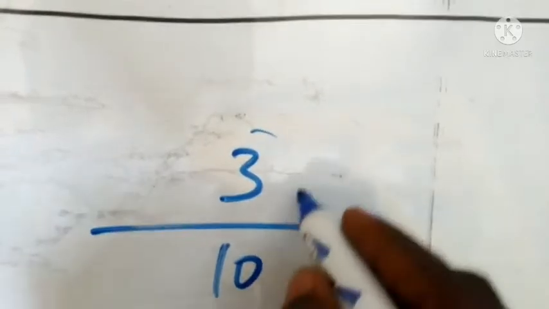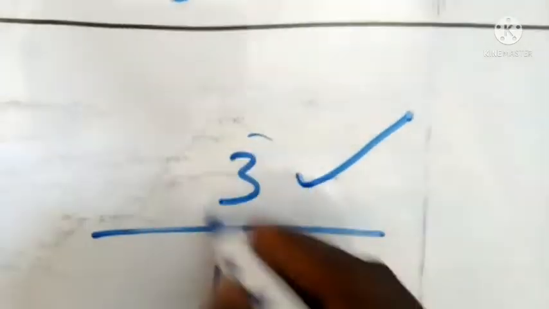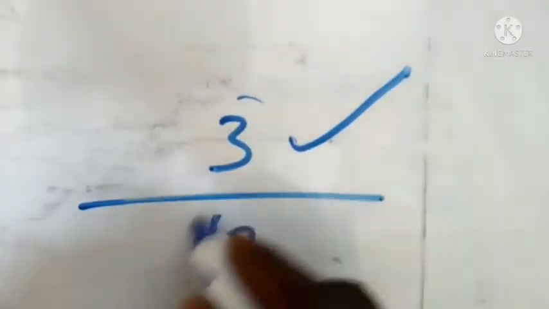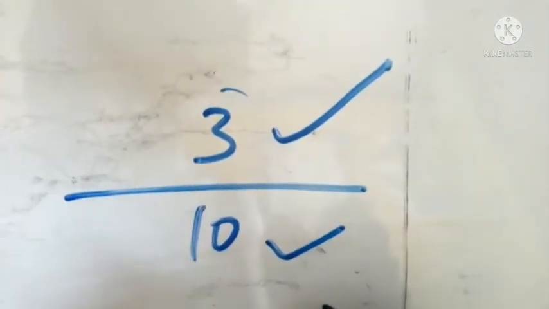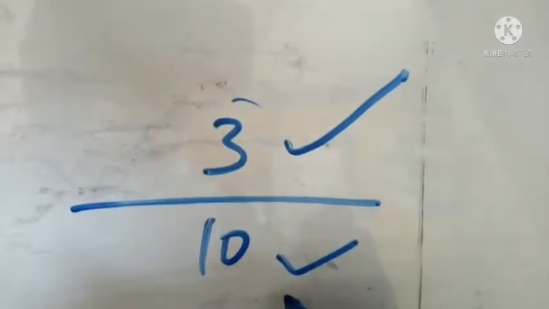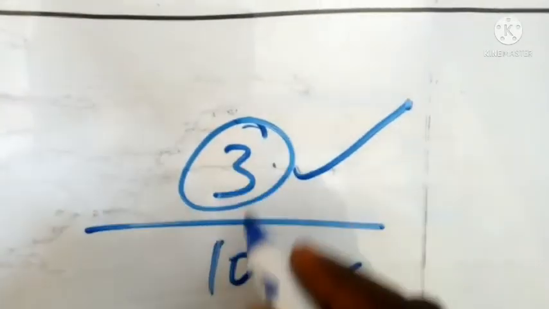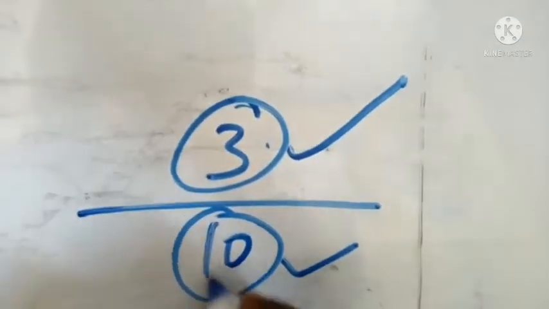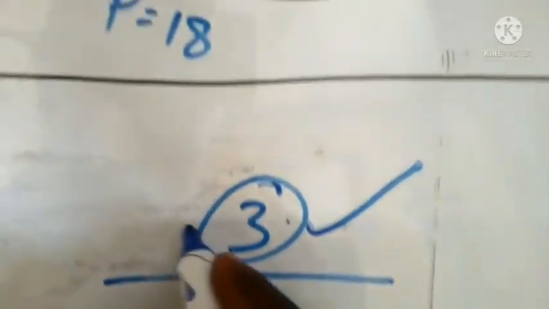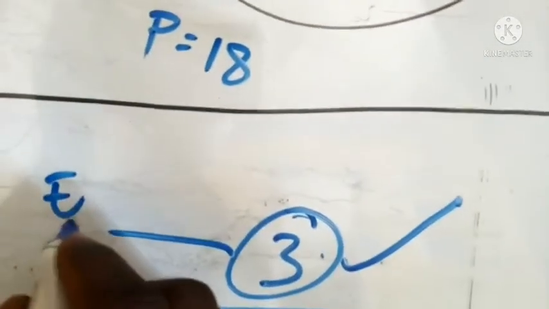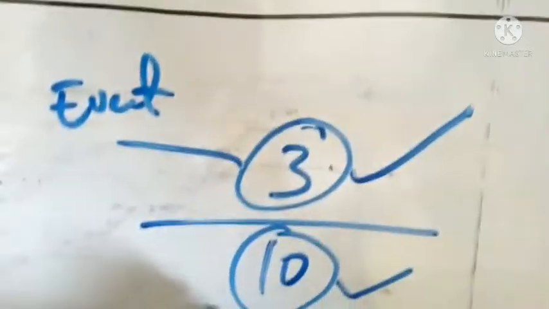What are you picking and where are you picking them from? Here we are picking 3, and we are picking them from the entire family, that is 10. So this is what we call a probability, something over something. This something is what we are looking for, and then where are you looking from? The entire family. This one is what we call an event, and this one is the sample space.